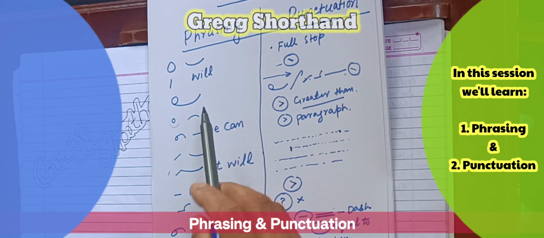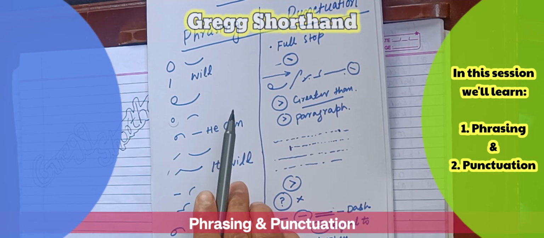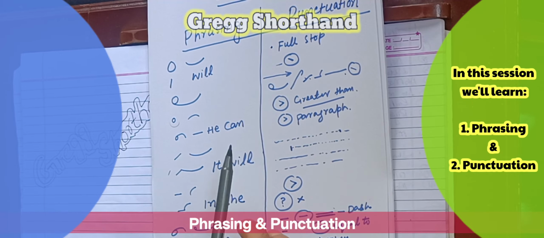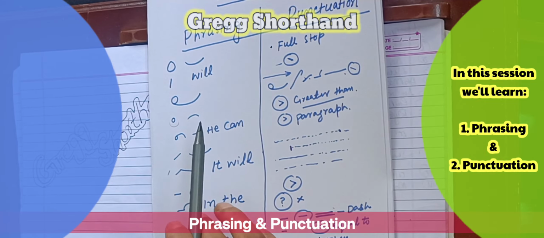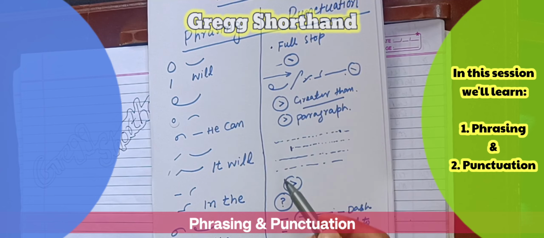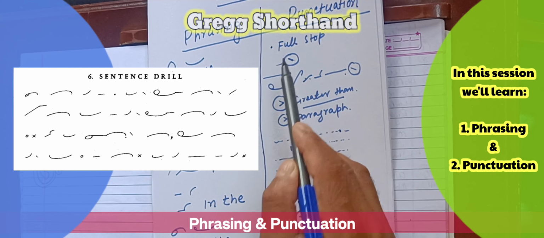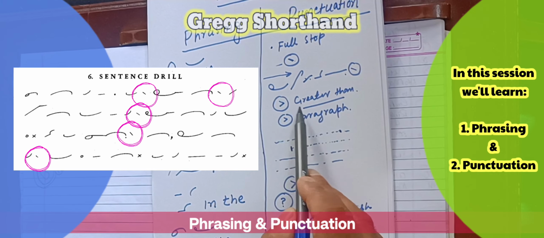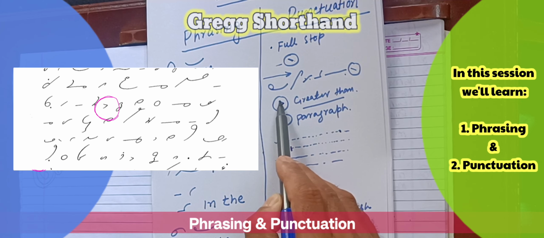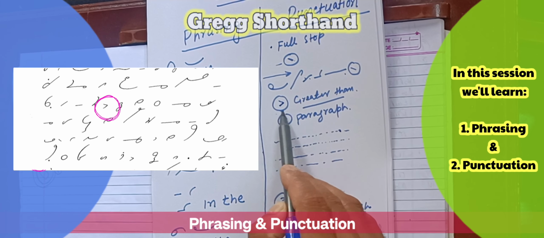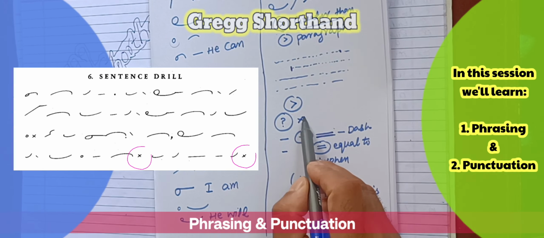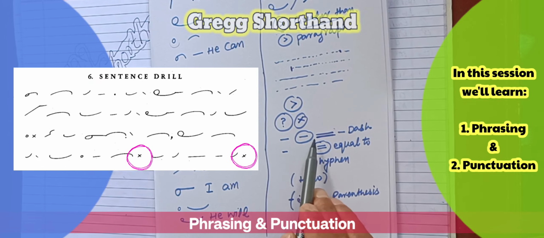In phrasing, this is very important in shorthand. Remember this, and it should be practiced regularly. The more you practice, the more easily you will recognize which words can be joined together. Not every word can be joined, but with practice you will understand which words can be joined together. Then we have punctuation. As I told you, full stop, we write it like this. Then we have this greater than sign. This is the paragraph, to show that the paragraph ends here or starts here. Then we have the question mark, shown by this cross sign.